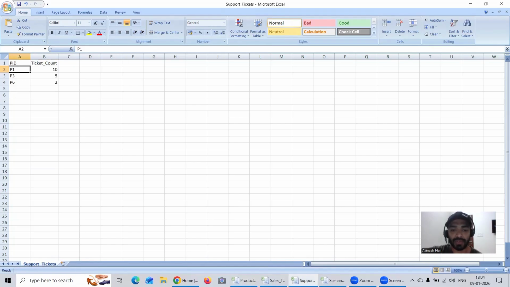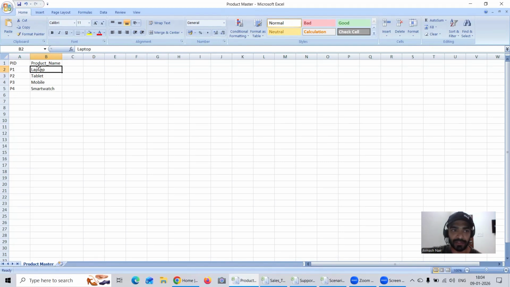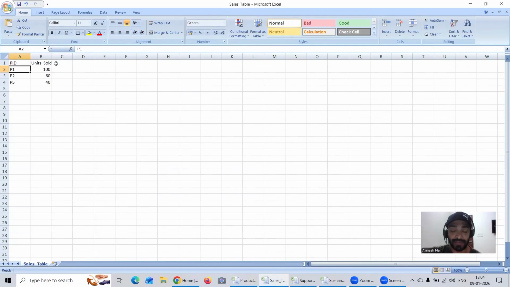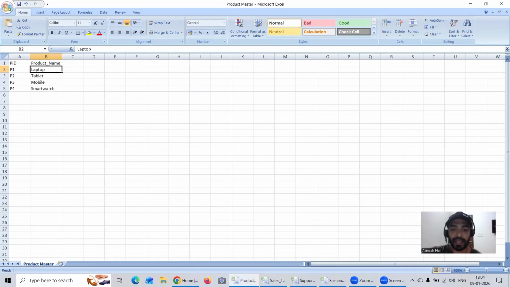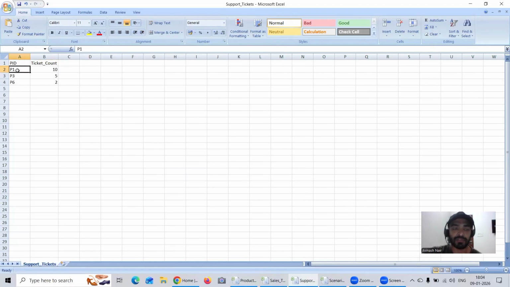So repeating that part again, the product master table, the first table, contains the list of PID, product ID, and the product name. The sales table contains the product ID as well as the number of units sold. For example, P100 means 100 laptops got sold. And I have the support ticket table, which means for each of those products, what are the tickets which are there.